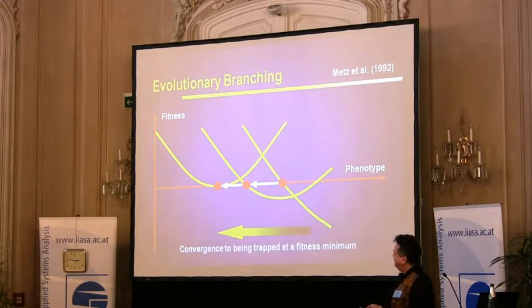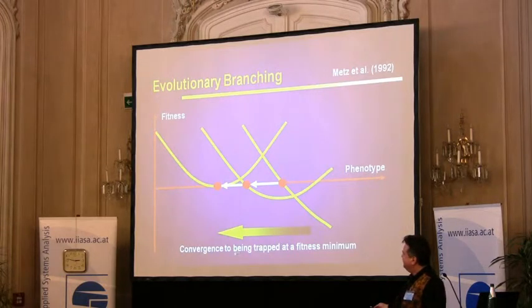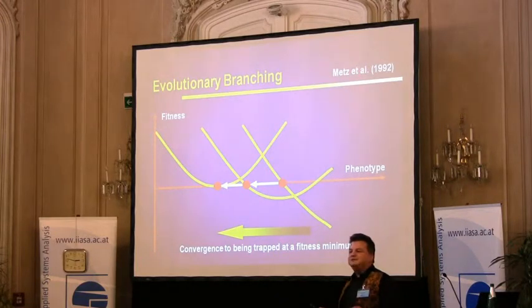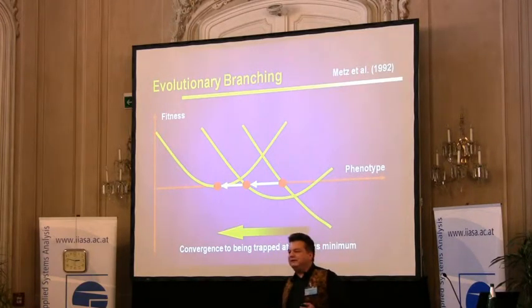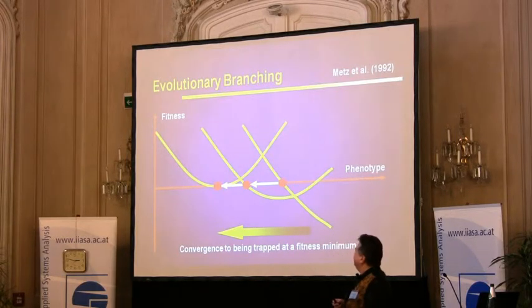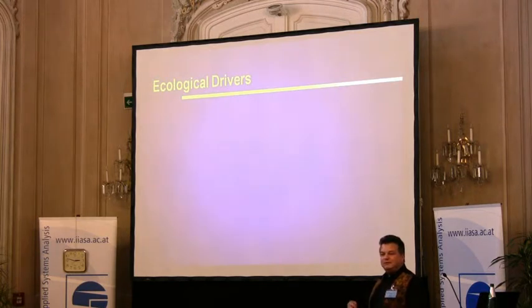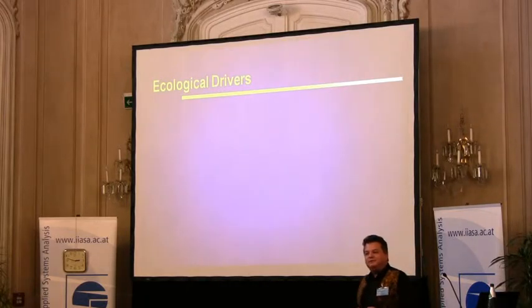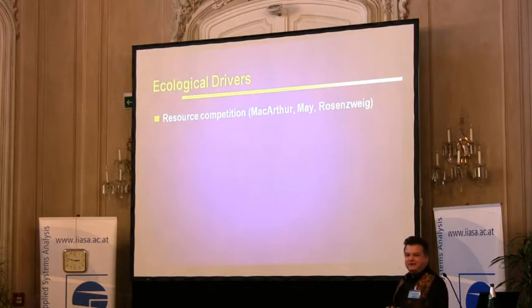So it cannot escape this fitness minimum. So what we have here is convergence of a population to being trapped at the fitness minimum. And that makes it so weird. I think if one is trained to think about selection in terms of a fixed fitness landscape, this seems entirely loony. And therefore the question arises, what are the ecological or eco-evolutionary mechanisms that could cause such selection pressures? And as it turns out, and that's what we have understood over the last 15 years or so, they are quite generic. It doesn't take much to create these scenarios.